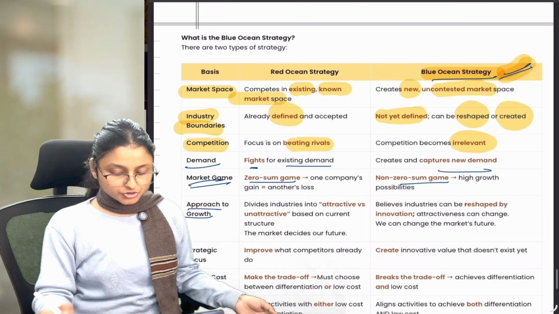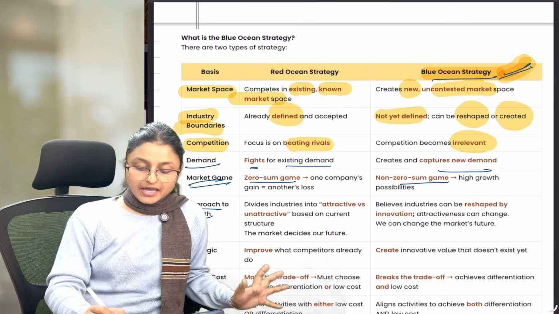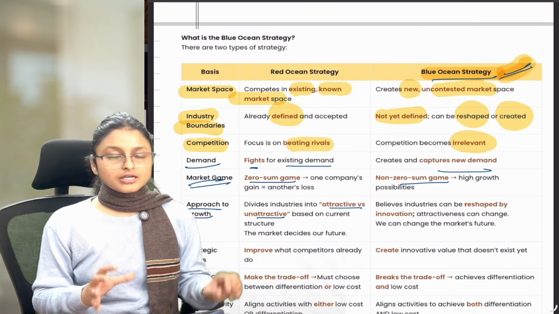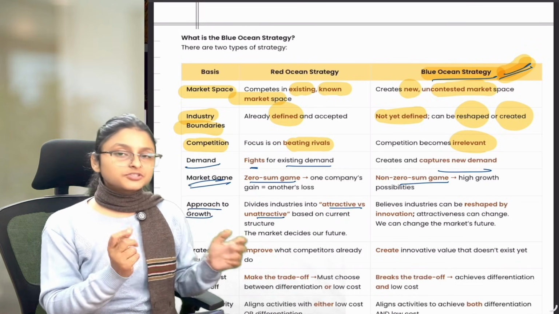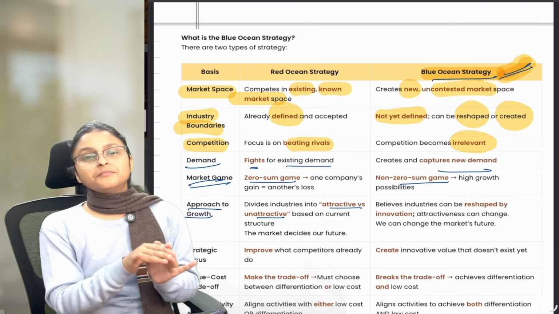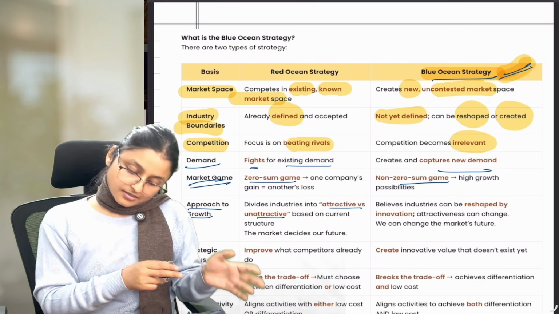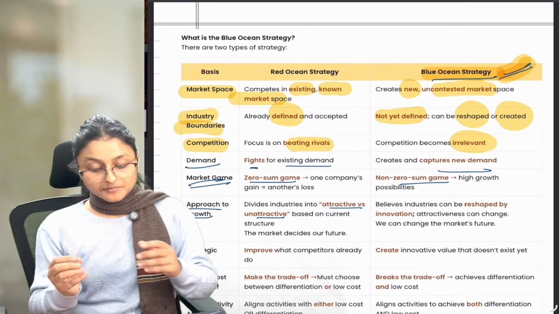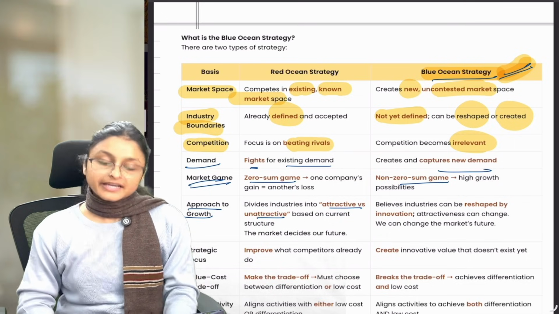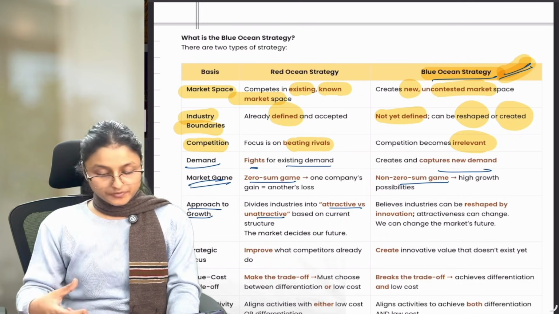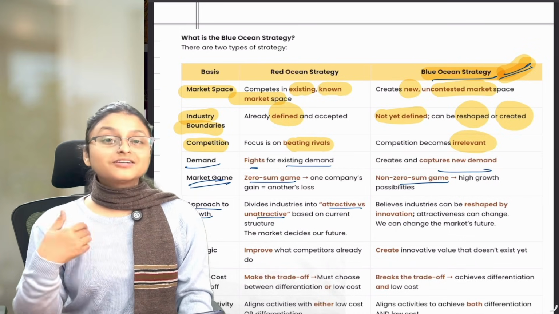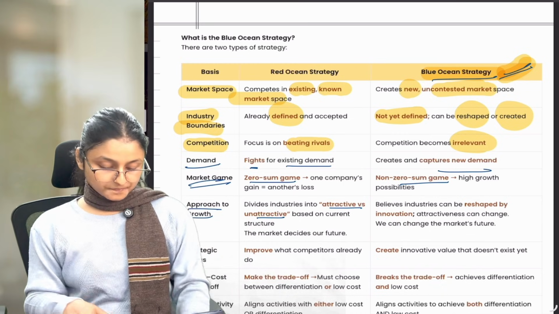Next. Approach to growth. Here we identify our industries as attractive and unattractive on the basis of current structure. Like currently there are customers or not, customers are growing or not. On the basis of that, we identify the company's industry as attractive or unattractive. But in blue ocean strategy, we are the one who is creating the industry or the market, and hence we can reshape it by innovation, by attractiveness, and change the market future. We can make it attractive by ourselves by making something completely new.